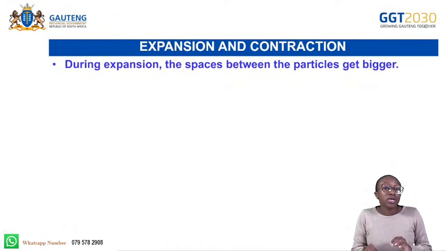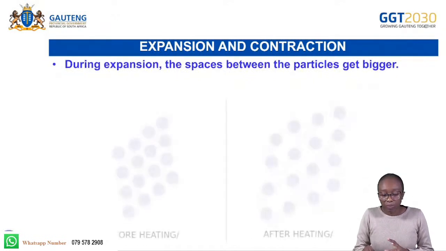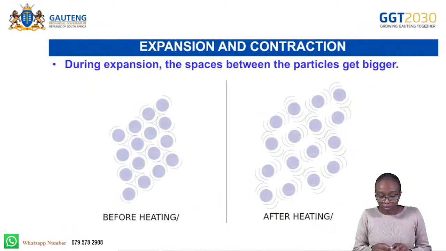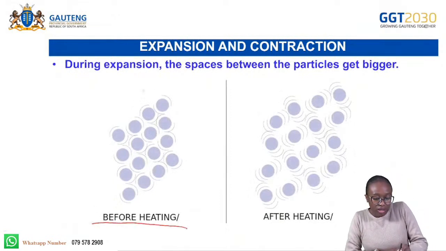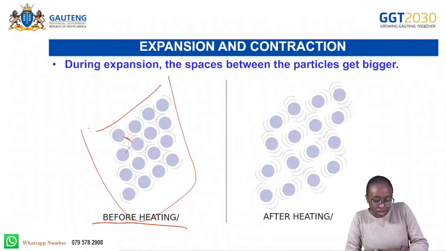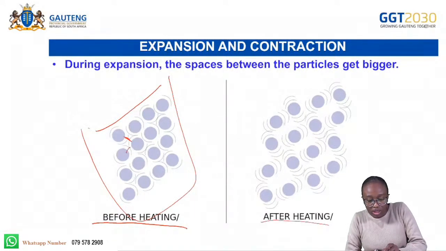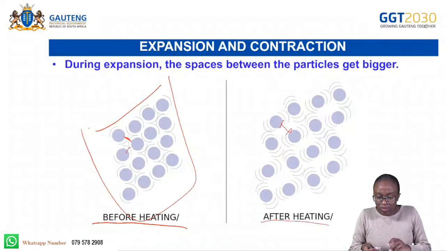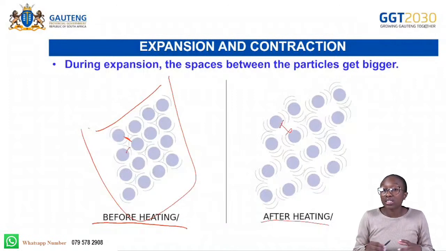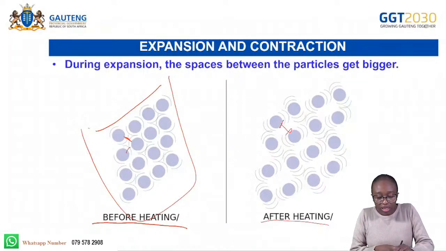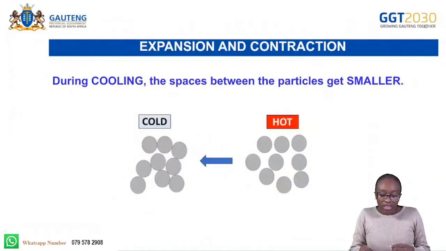Now we said during expansion, the spaces between the particles get bigger. Before heating, look at this arrangement. Look at the spaces between the particles. After heating, look at the arrangement as well as the spaces between the particles. After heating, the spaces become bigger, but the number is still the same. The shape is still the same. There's only a change in the space between them.